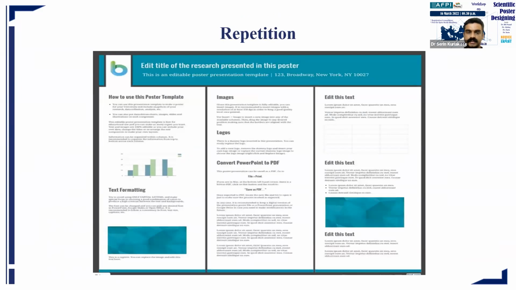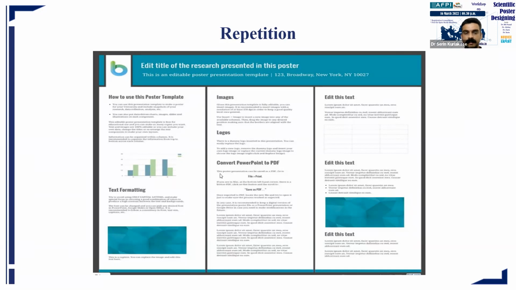So another thing is repetition. Can you tell quickly what is being repeated here? Anyone in the chat box, please? What is being repeated in this poster? Image, then correct. No, please don't go to the headings.